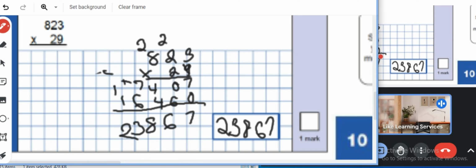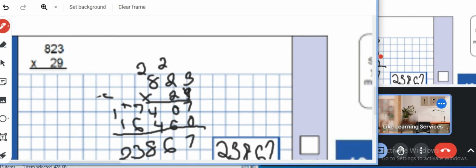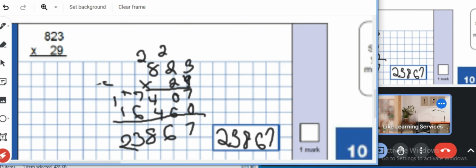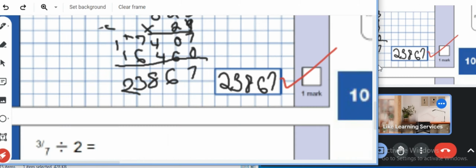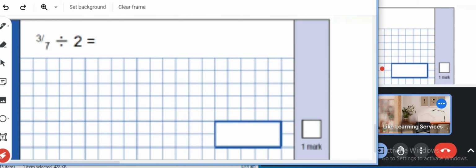Next one, 823 times 29. I'm sure you got it. Do I need to check? No. 823 times 29, I'm sure you got it. So let me just mark it for you. Because I know you did 9 times all these, first of all. After that, I think this is what you got for 9 times all that. Then you did 2 times all this, and this is what you got, and you arranged and added. Correct. Three over 7 divided by 2. The fraction one you did not do. We will look at it separately. Is that fine? Yes, sir. We'll look at it separately under fraction.